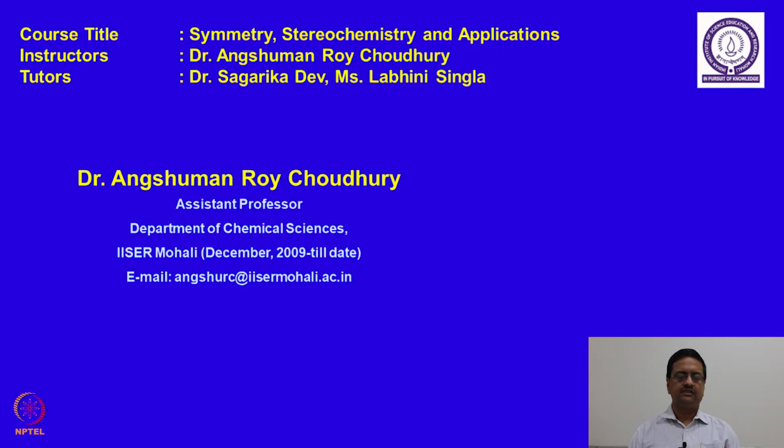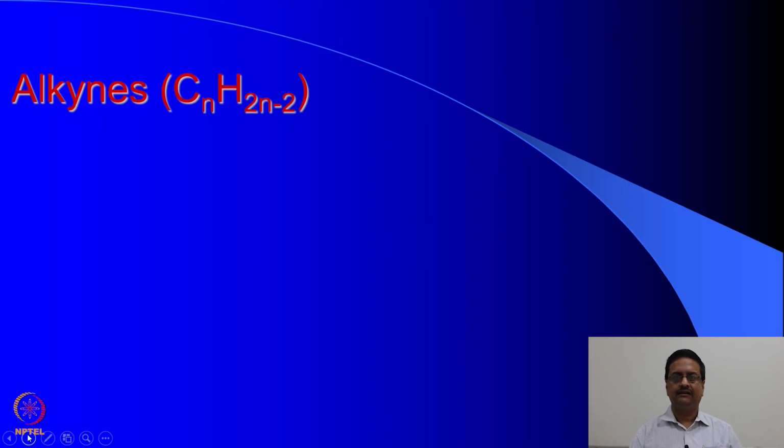Welcome back to the course on symmetry, stereochemistry and applications. So, we were trying to understand the different rules of IUPAC nomenclature for various organic compounds. In the previous two lectures, we have learnt about how to write the names of organic molecules for simple hydrocarbons, substituted hydrocarbons, and then we also learnt about the naming of alkenes. So, in that direction, we would continue to understand the names of alkynes.